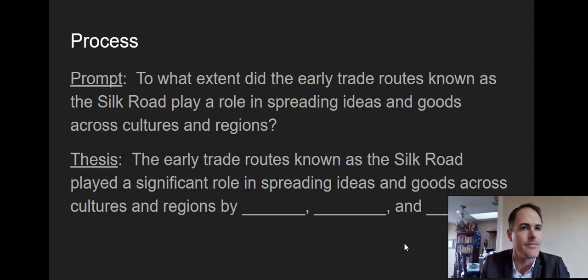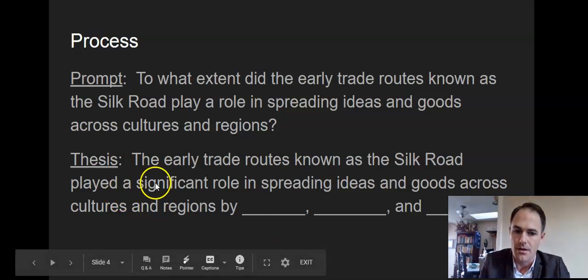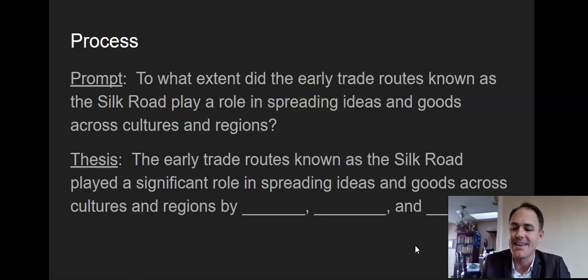Now let's remember, we've written thesis statements before, but what must they have? Historical argument. That's why that significant role is so important, because you're making an argument, but it also must have a line of reasoning. It must have a map of where you are going in your essay. I've given you 3 blanks. Do you have to have 3 blanks? No. Do you have to have at least 1 blank? Yes. Otherwise, it's not a thesis statement. So 1's good, 2's better, 3's best.